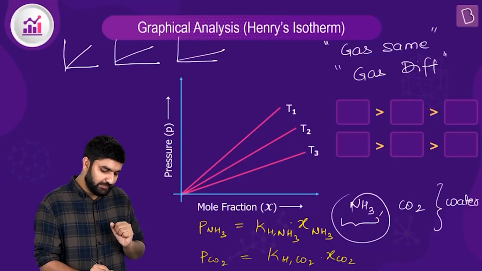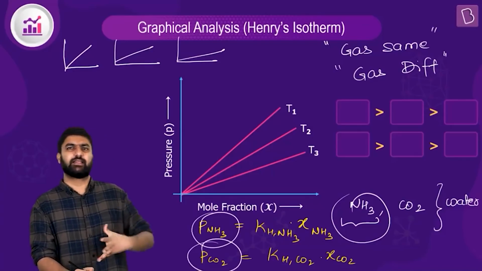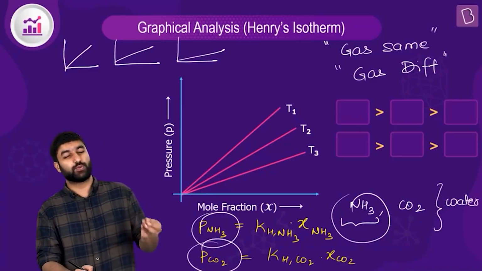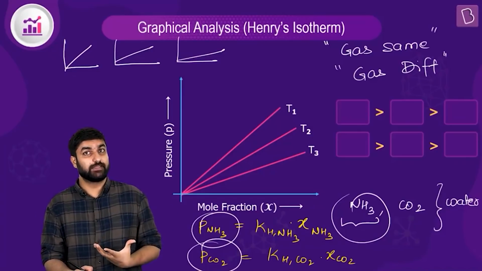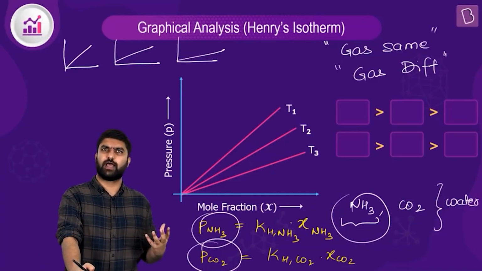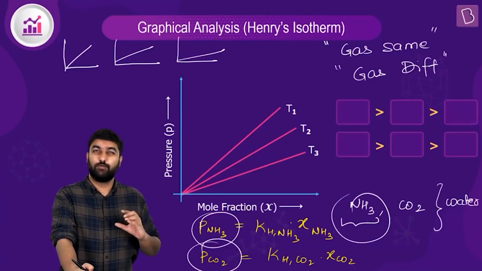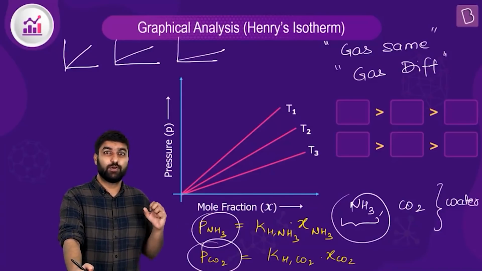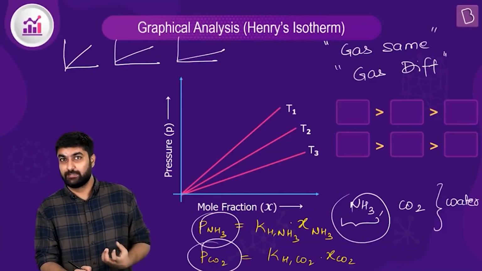Now, my point here is, let's say for the same partial pressure, which one of the two gases will have a higher solubility? We know that NH3 has a higher dipole, higher polarity. In a polar solvent like water, NH3 will dissolve much more. There will be a higher solubility. Correct?